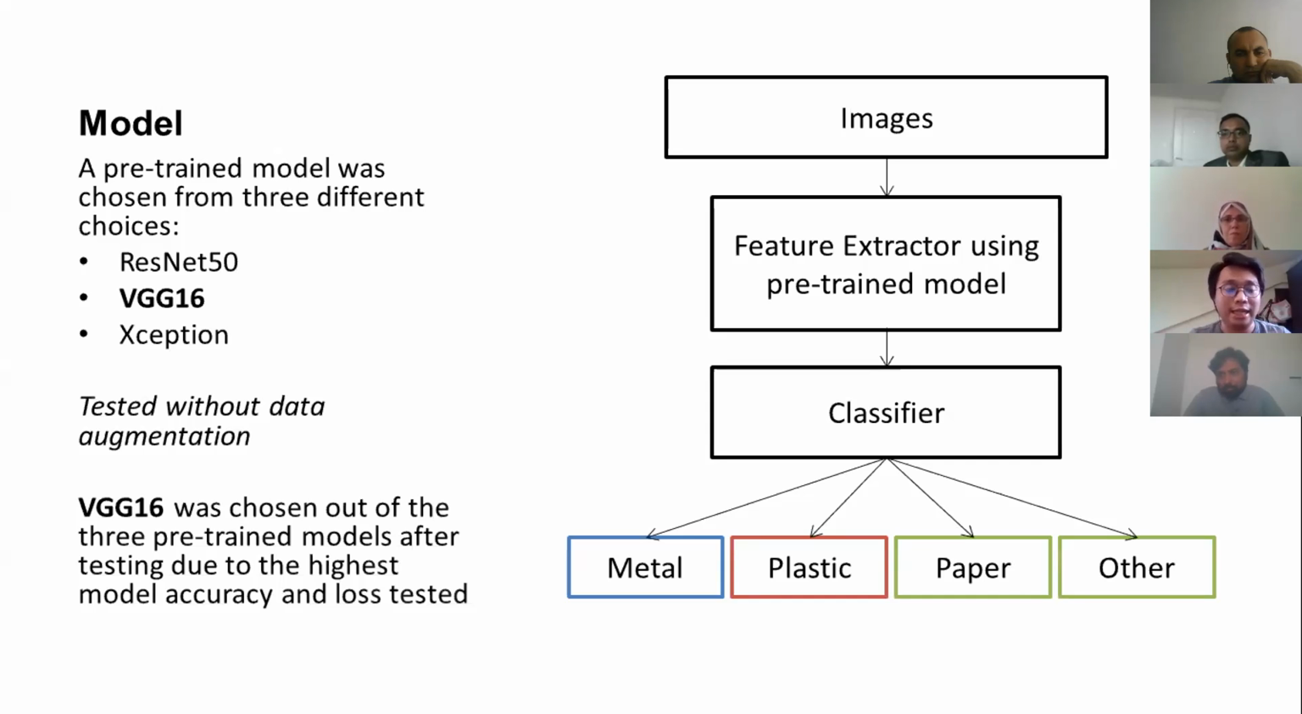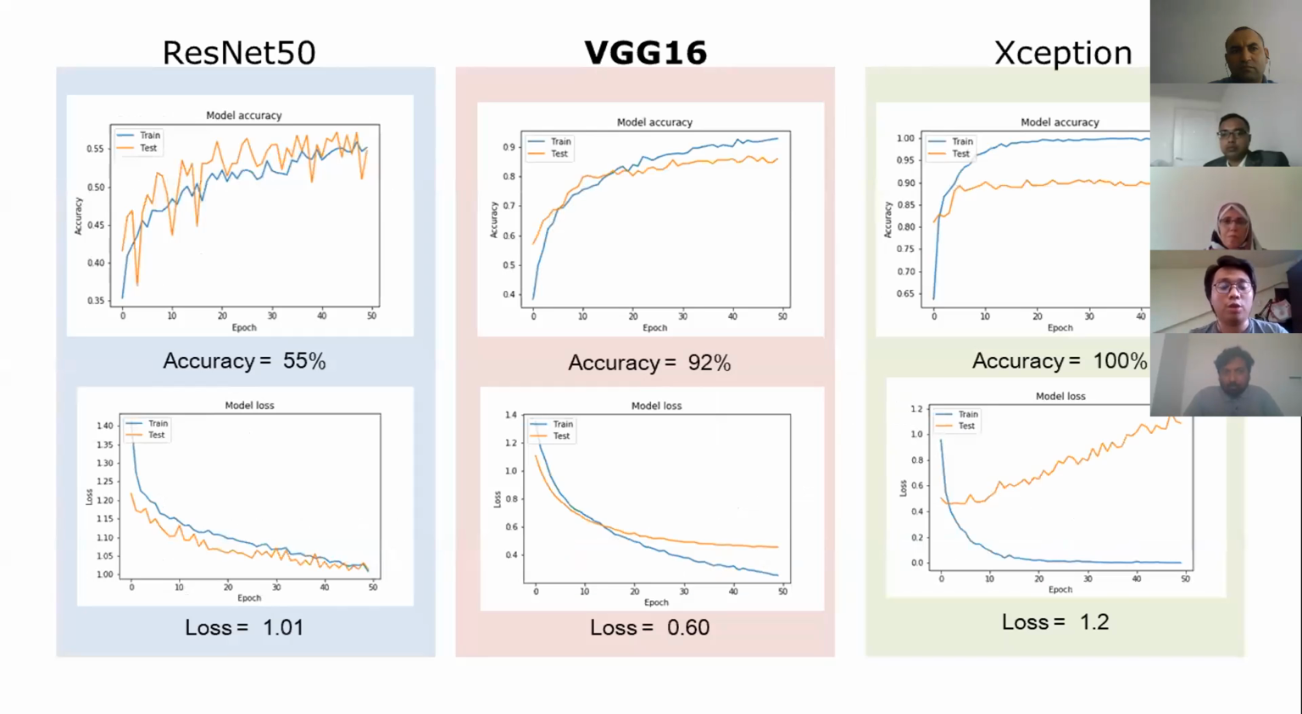So we just tested it out first to see which was more compatible for our waste. We decided to choose this one called VGG16. Here we tested it out on the images, and as you can see, it has a high accuracy, meaning it correctly classified the waste 92% of the time.